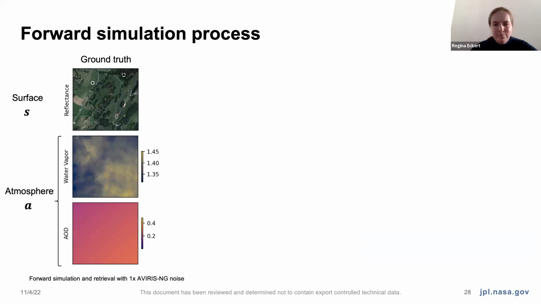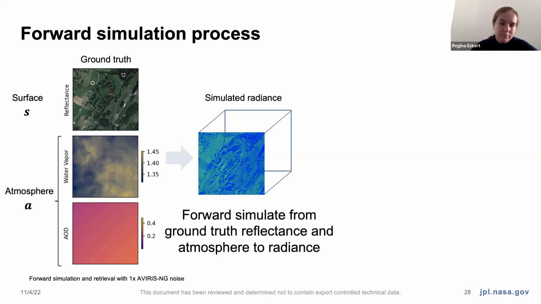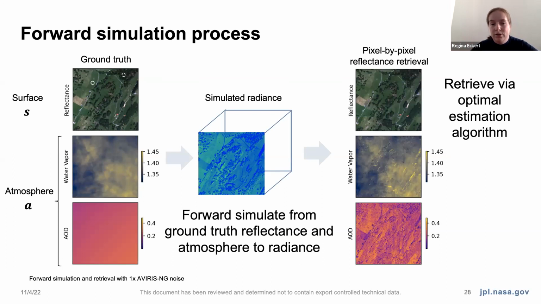Just to set up what you'll be looking at in the next few slides, this is the forward simulation process. We have this surface reflectance cube, which is our ground truth. I'm showing a false color RGB, but there are actually 425 spectral channels. We have an atmosphere, with a water vapor component and an aerosol optical depth that we simulate. We use our MODTRAN forward model to simulate what radiance we would get at aircraft level. Then from that, we reconstruct, via an optimal estimation algorithm, the reflectance, the water vapor and the AOD. That's the general process we'll be looking at here.